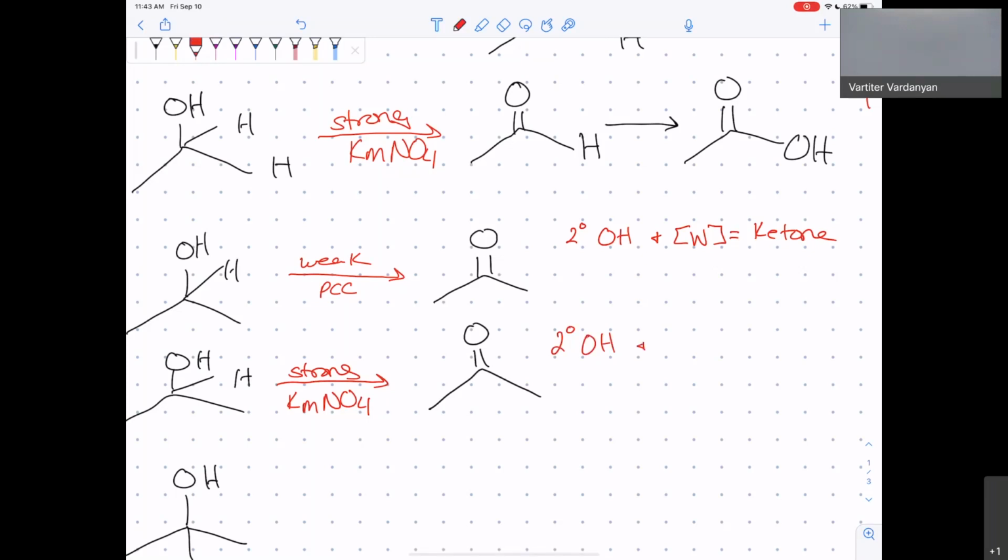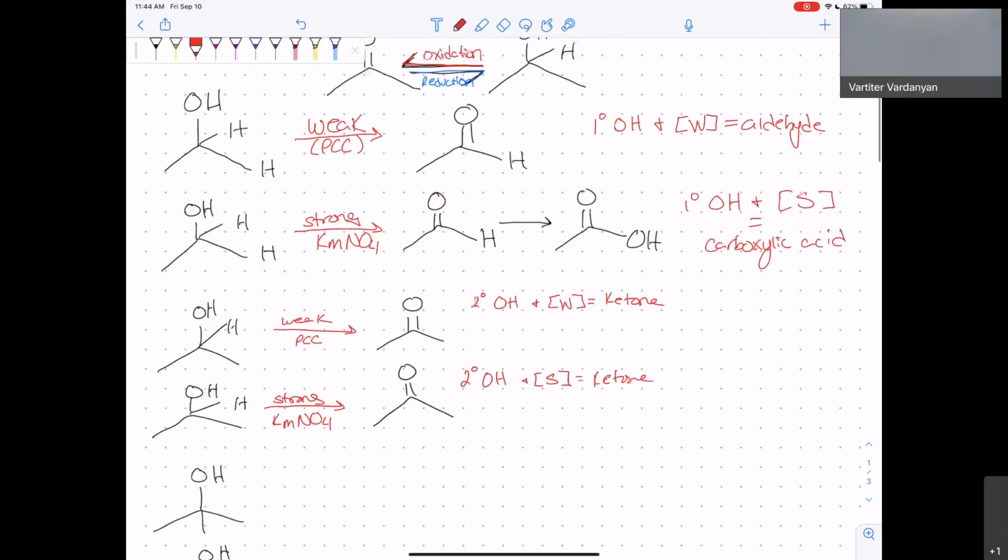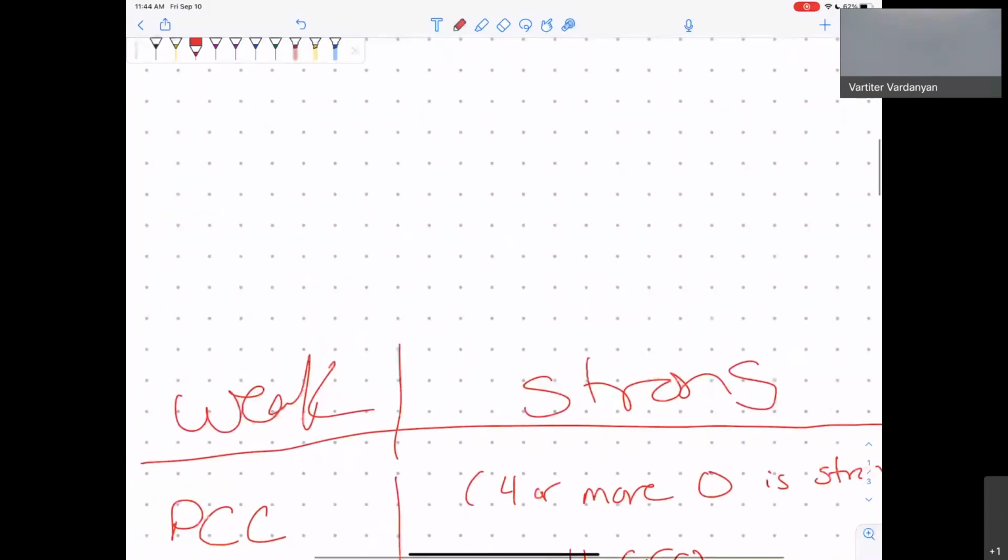Let me finish writing this down. Okay. So far, we did primary and secondary, right? Primary alcohols have two hydrogens present. So in the first round, if we have weak, we steal one of the hydrogens.